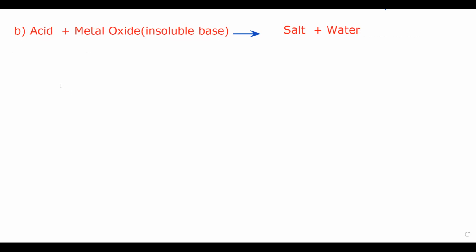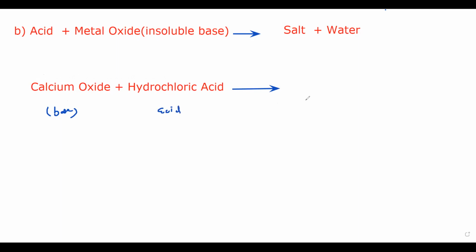So example, if we say we have calcium oxide plus hydrochloric acid. Calcium oxide plus hydrochloric acid. So what will be the result? So calcium oxide is what? Metal oxide. This is called a base, insoluble base, or you can also say base. Hydrochloric acid, this is from the name, you know, it's acid. When they react with each other, this will result in a formation of salt and water.